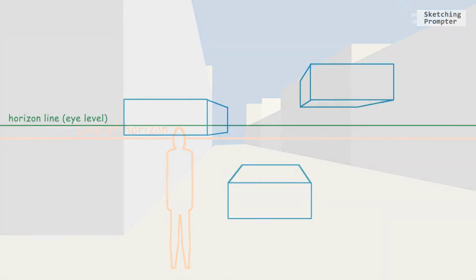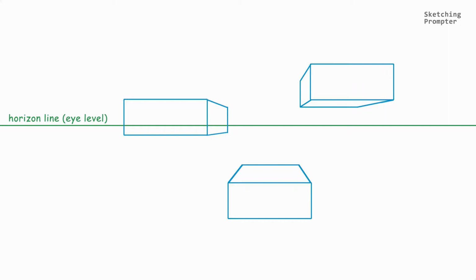Here are boxes on the sketch. The first box is below the eye level, so we see its top side. The second is over the eye level, and we see its bottom side. The third box is directly on the eye level, and we see neither its bottom side nor its top.